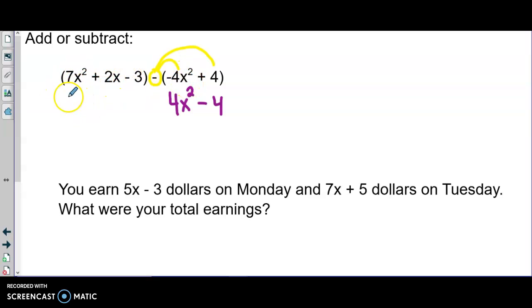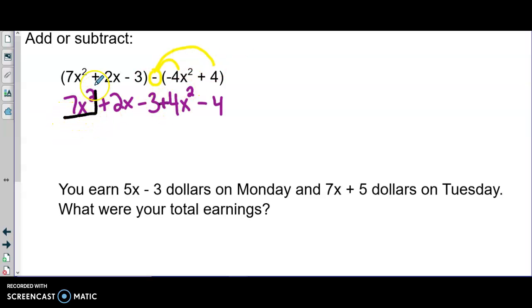And then for this first parentheses, I'm just going to write it down. I'm just bringing it straight down without the parentheses. Oh, and right here, since this is a +4, we're going to put a plus in front of it. All right, and then we combine like terms.